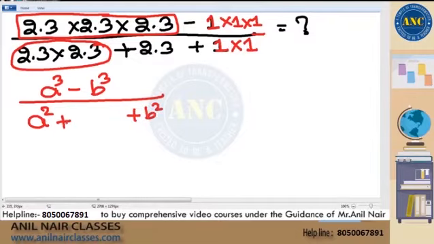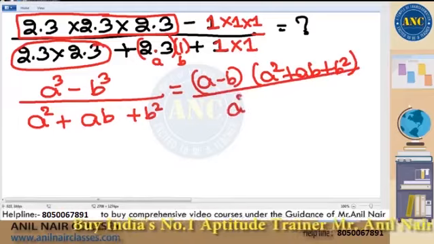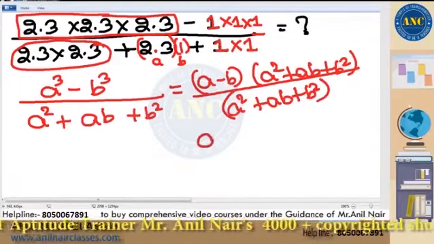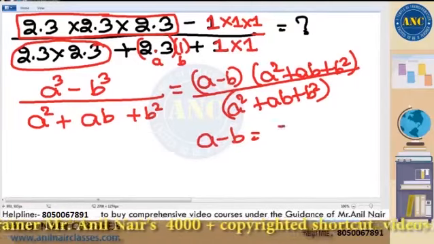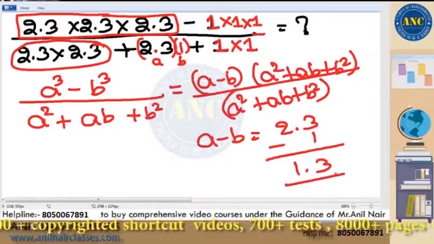The middle term: 2.3 can be written as 2.3 into 1, where 2.3 is a and b is 1, so the middle term is AB. Same as the previous question. It is A minus B into A square plus AB plus B square, and the denominator is also A square plus AB plus B square. They both cancel off, leaving only A minus B. A is 2.3, B is 1, subtraction is 1.3.